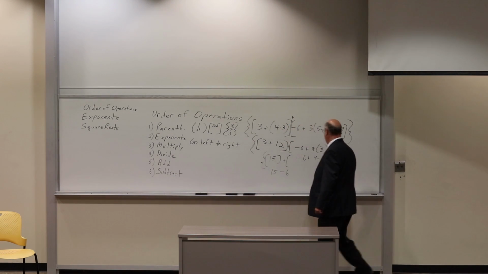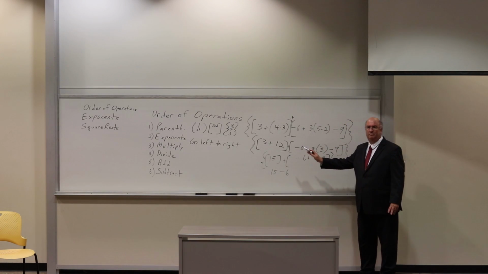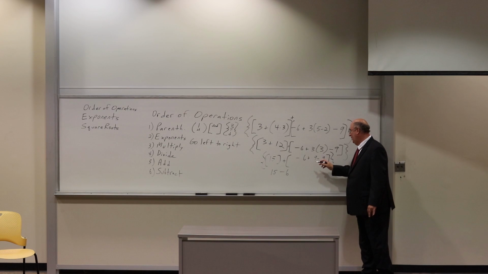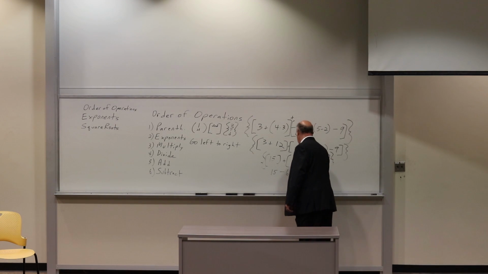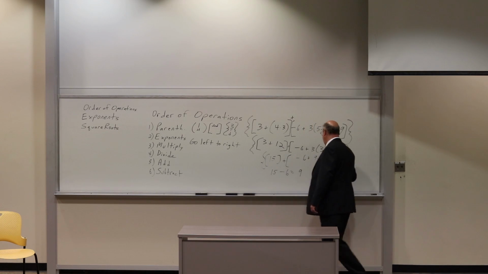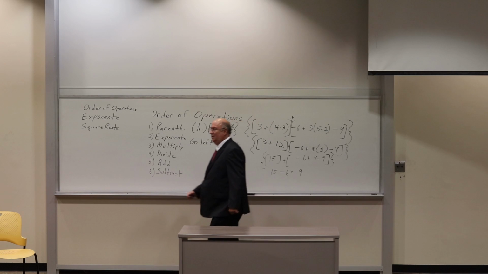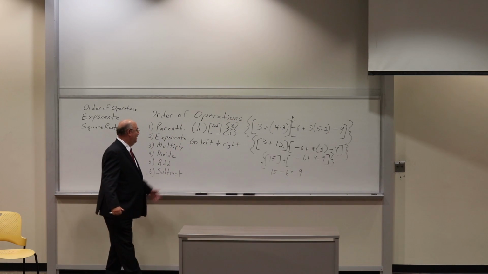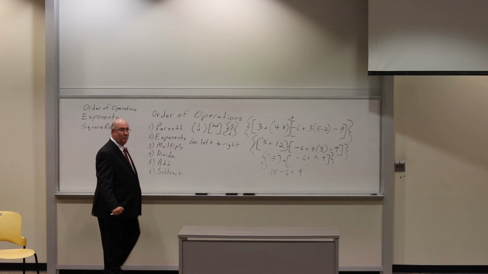Minus 6, right? We have 15 left hand squared bracket. We have minus 6 right hand squared bracket. 15 minus 6 is 9. Big fancy brackets at the end. So our answer for all this winds up as 9. And that's order of operations.